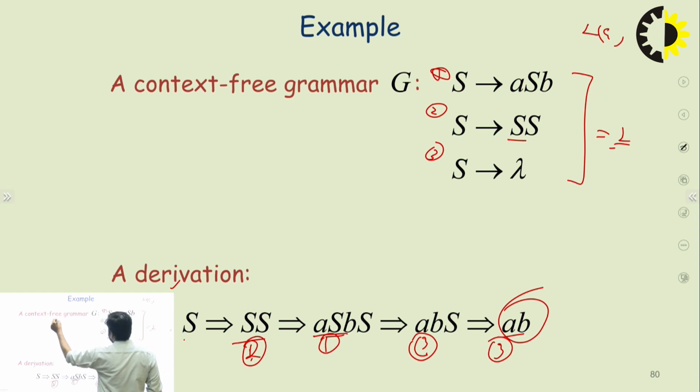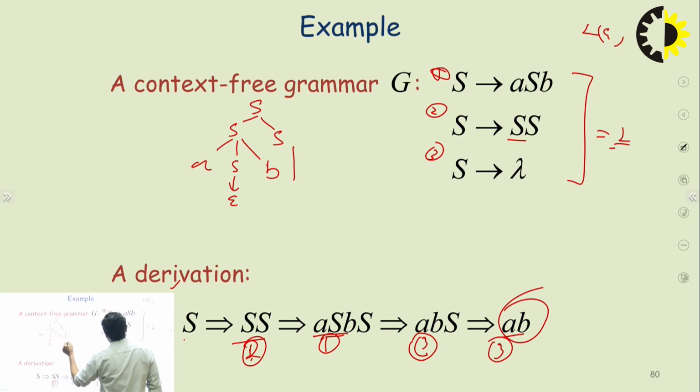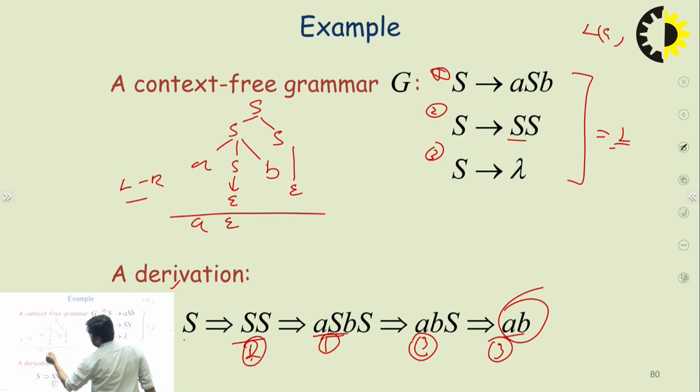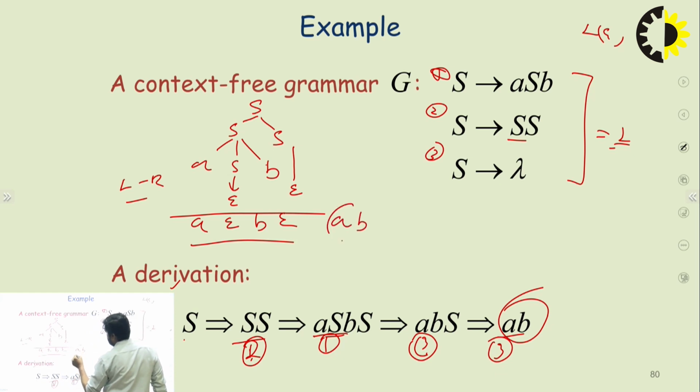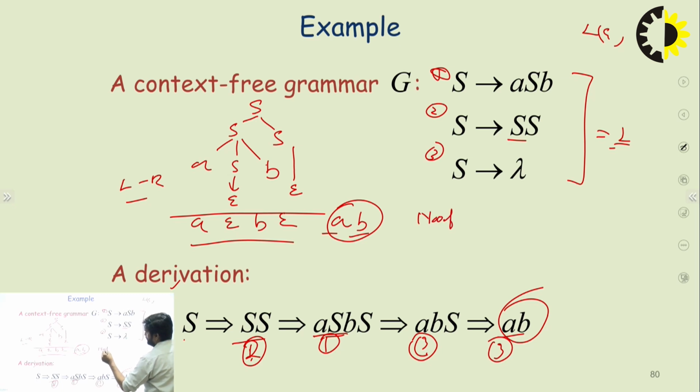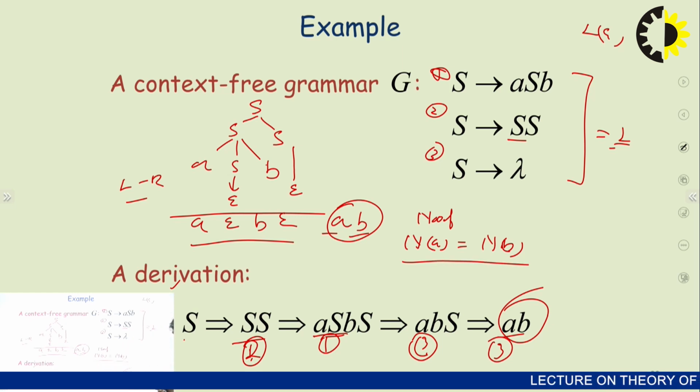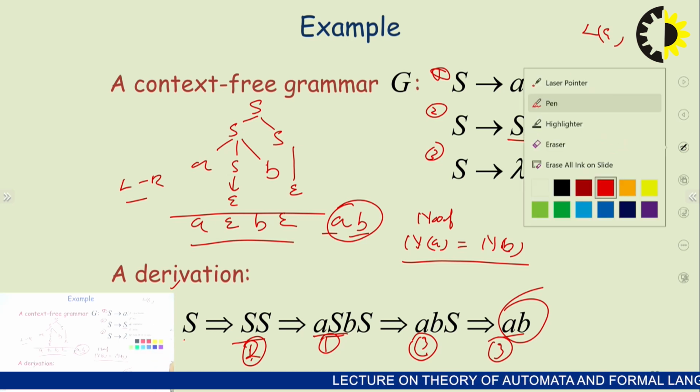Now check the derivation tree. S goes to SS, and now we use aSb. Now take the smallest string, it generates epsilon, it also generates epsilon. Now reading from left to right: a epsilon b epsilon, it is ab, the smallest string generated. The number of a's and number of b's are equal. There are an equal number of a's and b's in this grammar. Now we slightly change the grammar.